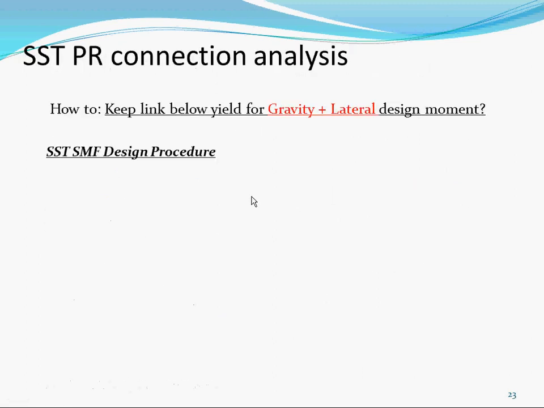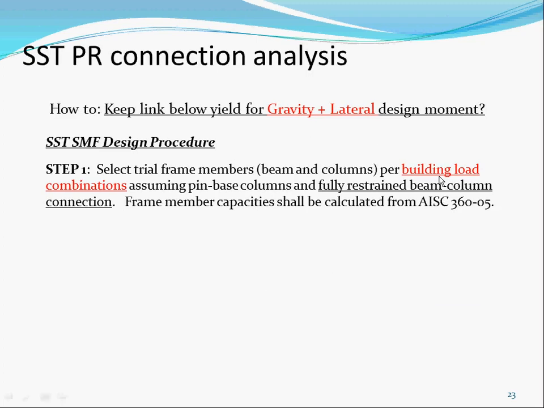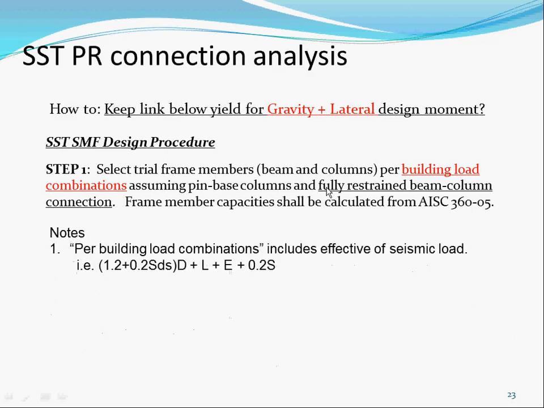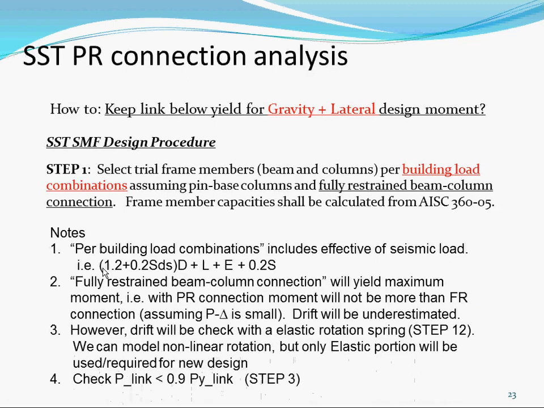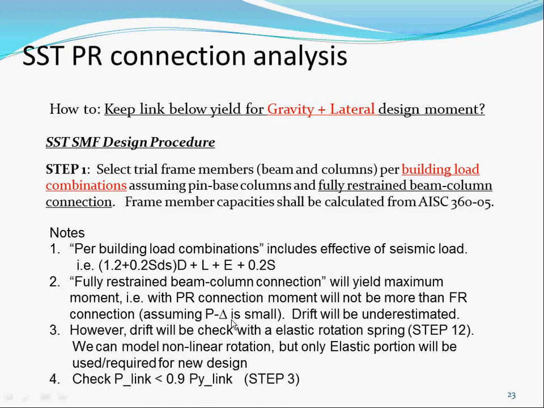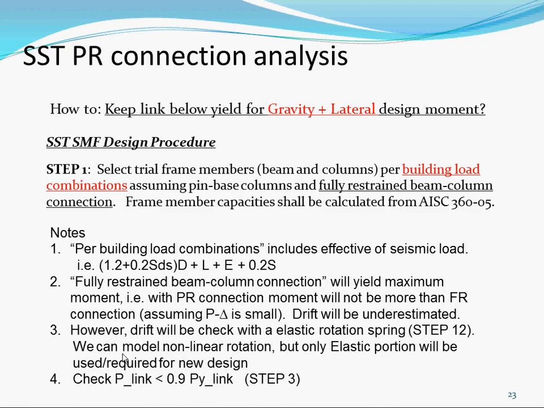Okay, how to keep the link below your yield? Basically, we're going to do all the building load combinations. You select your members, the beams and columns, and I'll go to this one a little bit later, but basically we're going to use the seismic load combinations to do the design of the link when we get to that point. And then P delta, small delta, big delta, I'll cover that a little bit more. So essentially, once you have a moment, you check it for less than PY link, and we even put it with a safety factor in there.